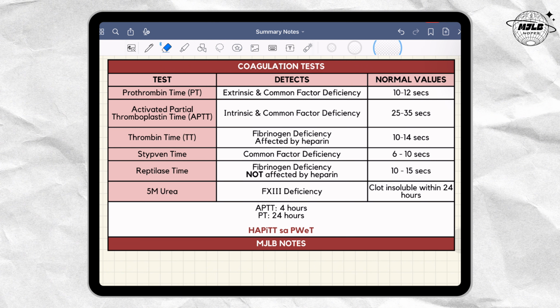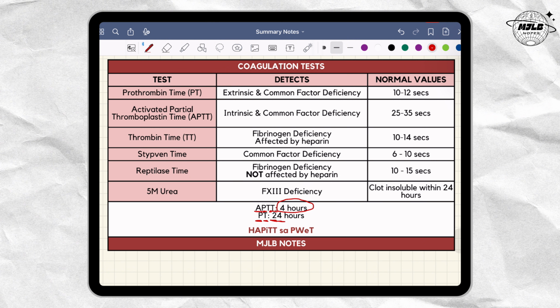And then, take note na yung APTT mo, it has 4 letters, okay? So, you have to test it within 4 hours, whereas your PT, 2 letters, 24 hours.